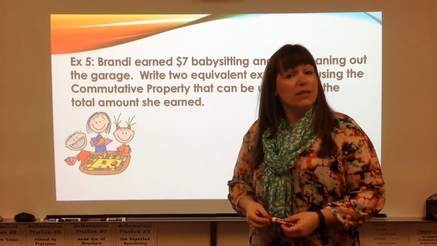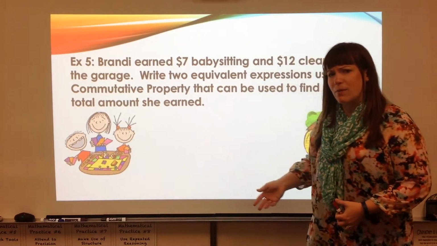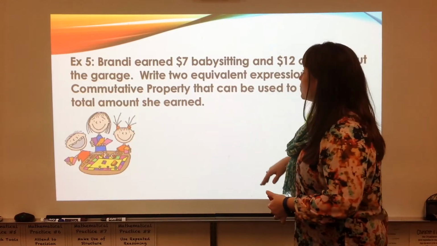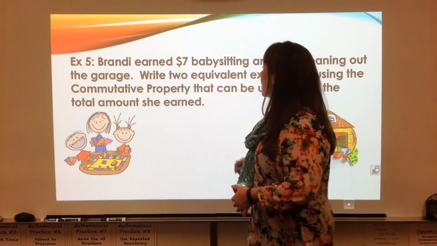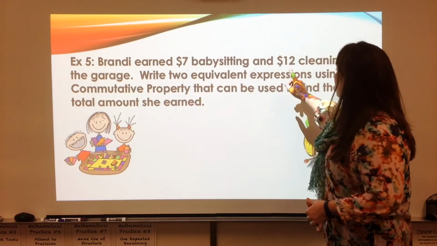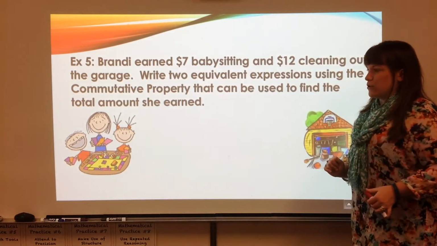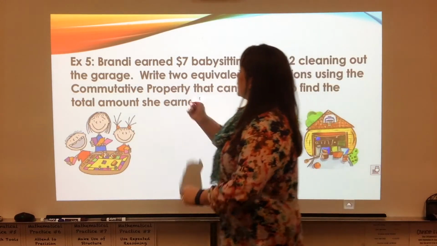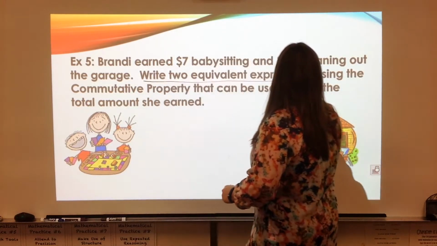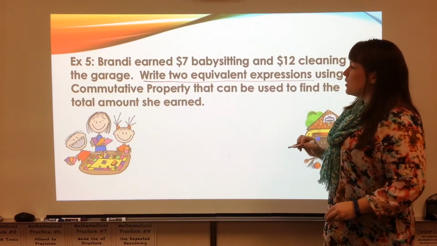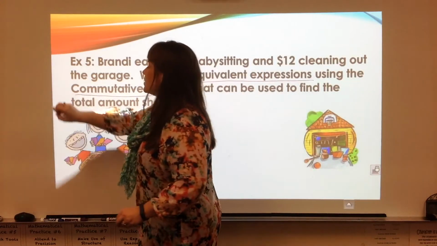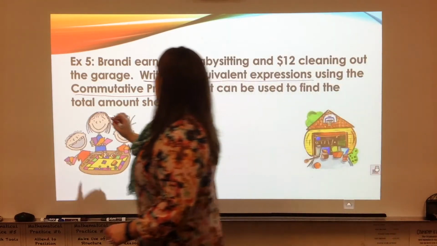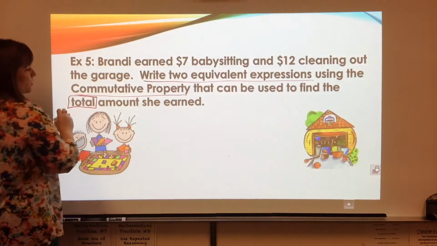Example 5 is something that you might see tomorrow as well. It's more of a word problem, but it tells us what to do within the word problem. So it says that Brandy earned $7 babysitting, there she is, and $12 cleaning out the garage. Oh, what fun. Write 2 equivalent expressions. This is the direction here. We're going to write 2 expressions using the commutative property. It even tells us which property to use that can be used to find the total amount she earned.